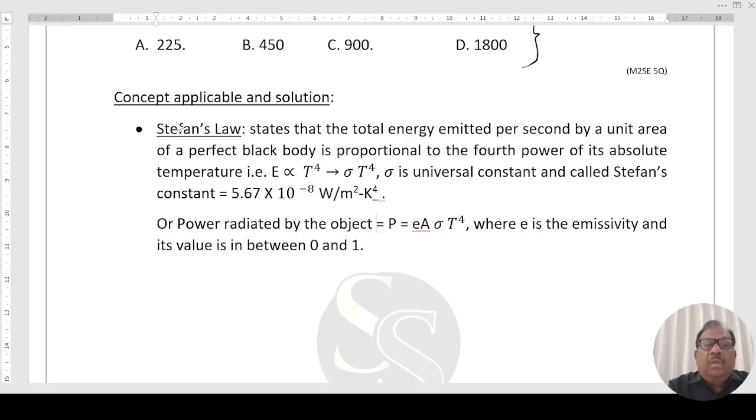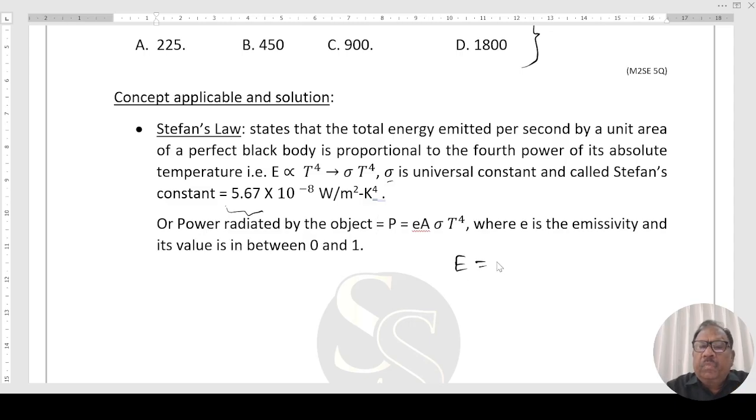Stefan's law. Stefan's law states that the total energy emitted per second by unit area of a perfect black body is proportional to the fourth power of its absolute temperature, that is E proportional to sigma T to the power 4, where T is the absolute temperature. Sigma is known as the universal constant, Stefan's constant, that is 5.67 × 10 to the minus 8 watt per meter square Kelvin 4, for power radiated.